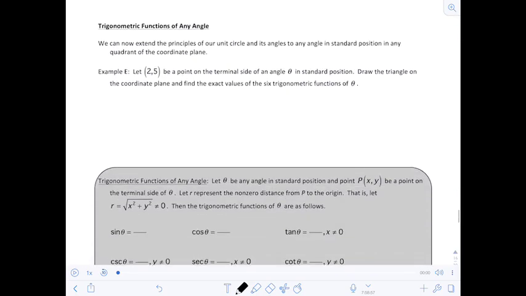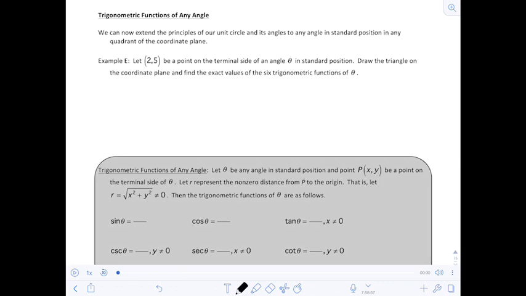Okay. So hopefully that gives us a little more perspective on reference angles and how they're used. So we've been talking about the unit circle, radius of 1. Now what we're going to do is extend the principles of the unit circle to any angle in standard position in any quadrant of the coordinate plane. So now this means we can have something that is beyond a radius of 1 or less than a radius of 1, but again, that doesn't affect our angles.